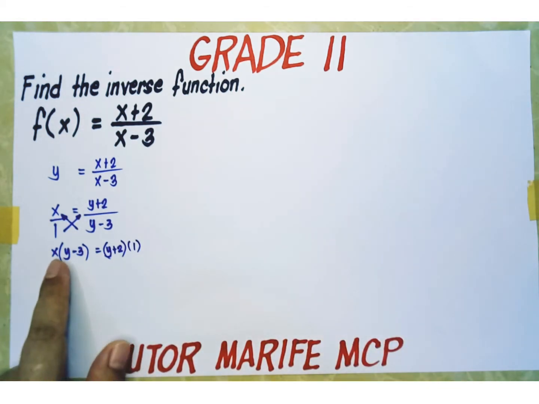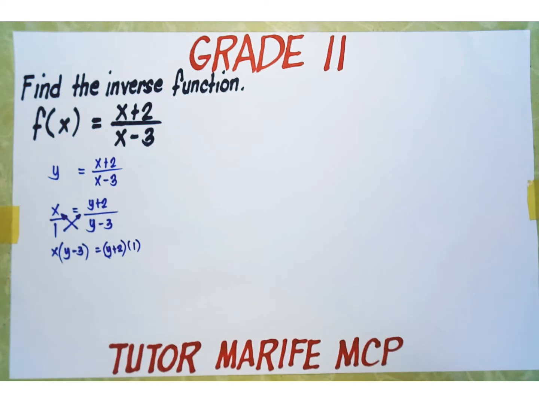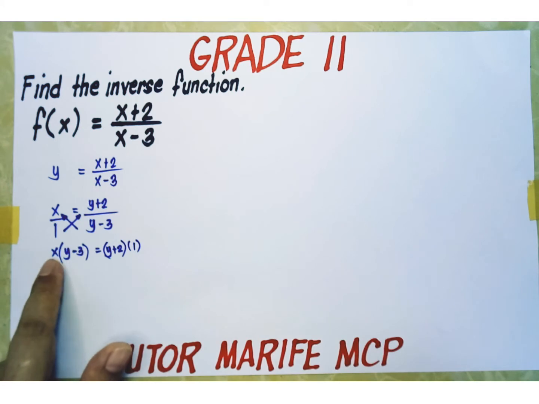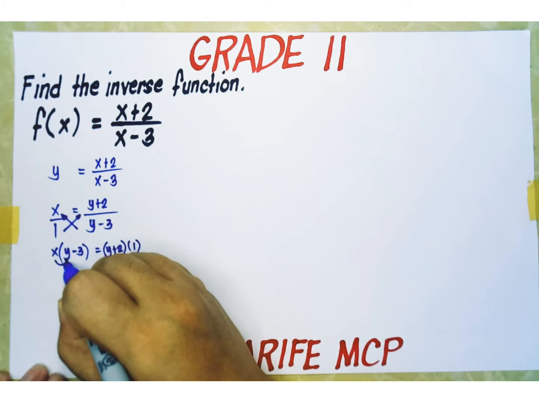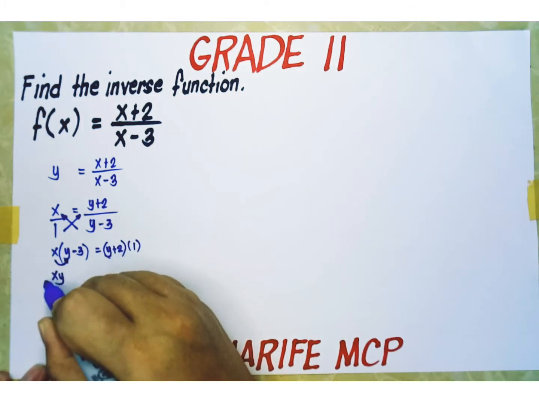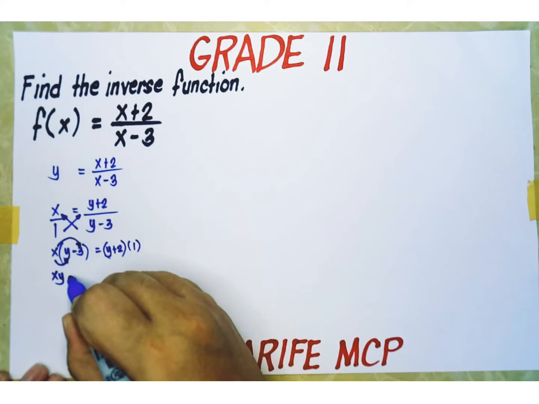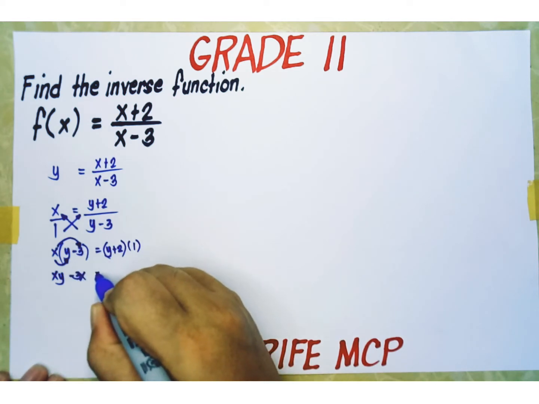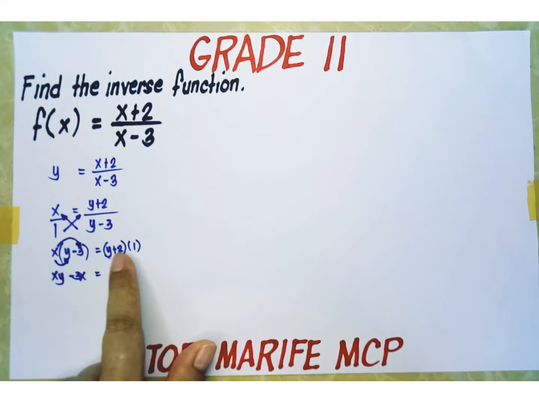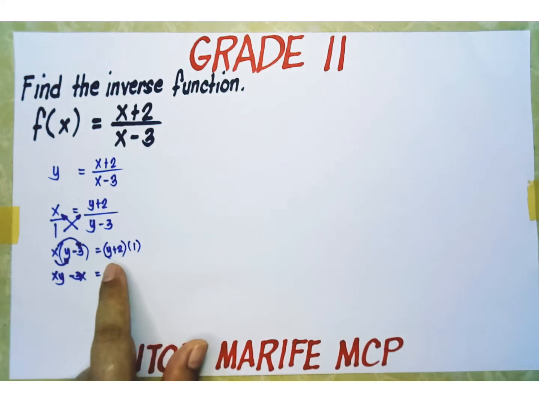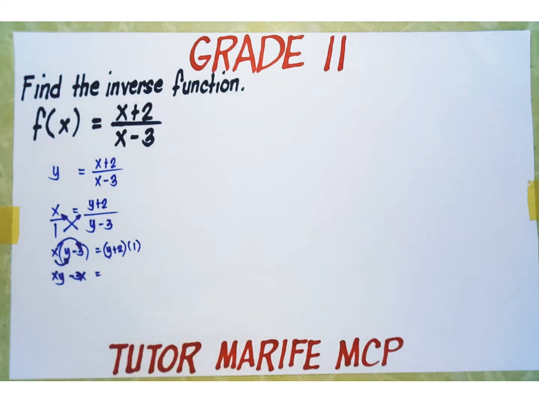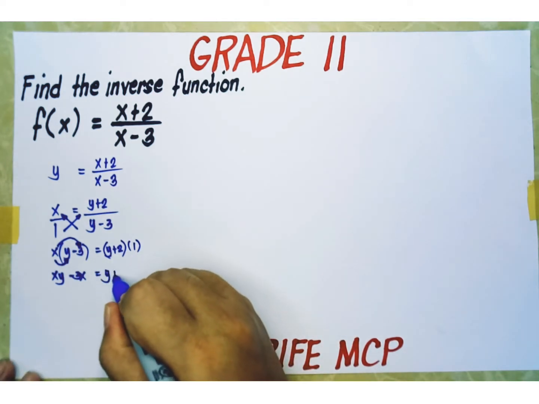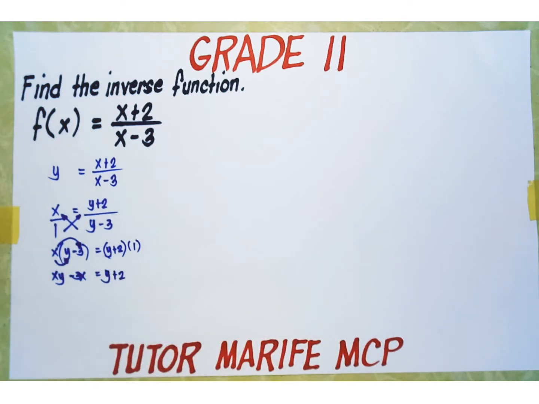Next, clear the parentheses using the distributive property of multiplication. So you multiply the factor x into the terms inside the parentheses. X times y is xy. X times negative 3 is negative 3x. By the identity property of multiplication, multiplying an expression by 1 equals the expression itself. So the right side is y plus 2.